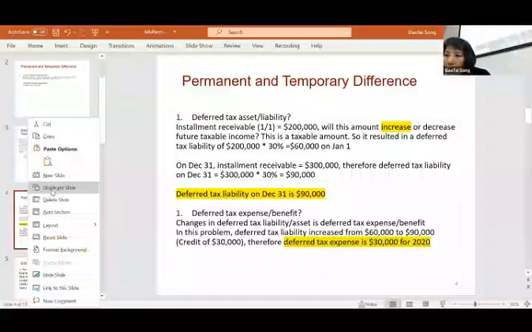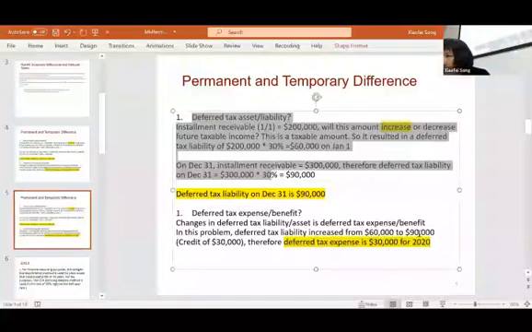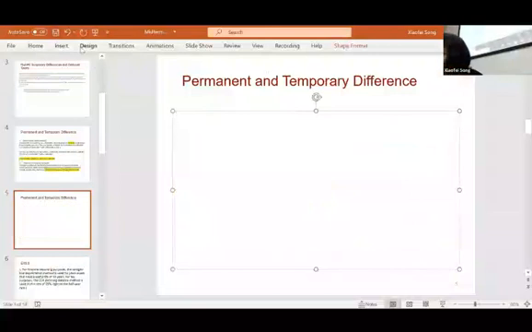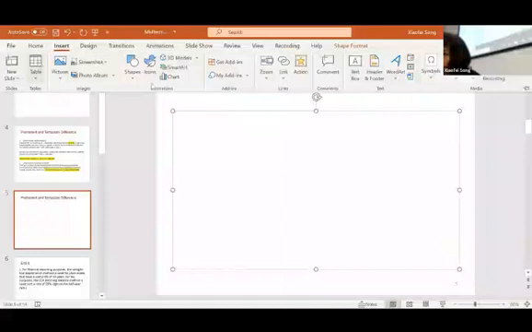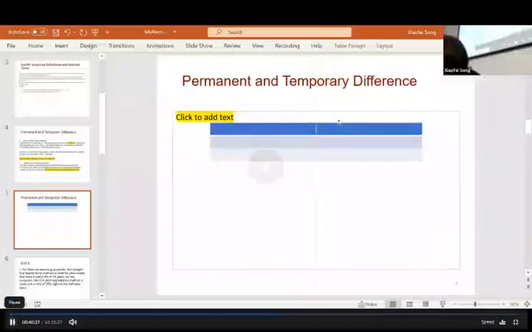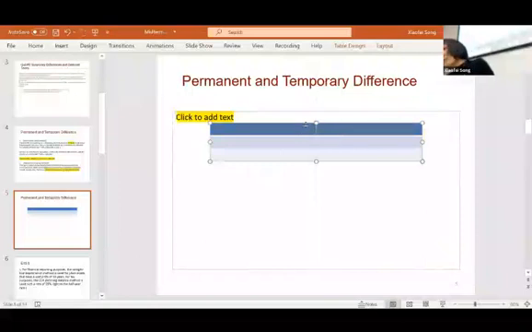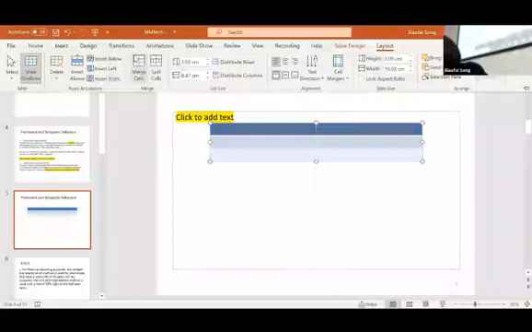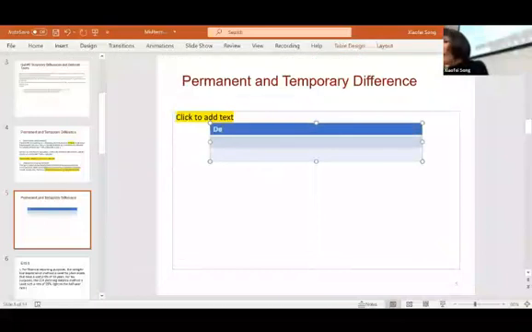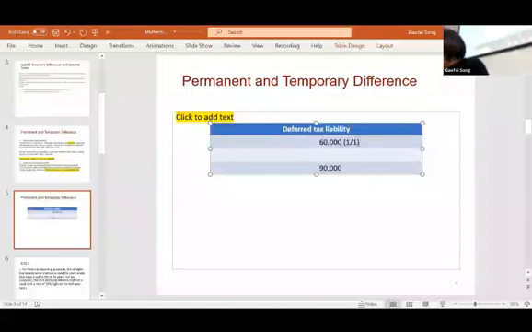So let's just show this in a T account. So you have a deferred tax liability account, right? This account already has a balance of 60,000, and that's on January 1st. And you want the balance to be 90,000 on December 31st.